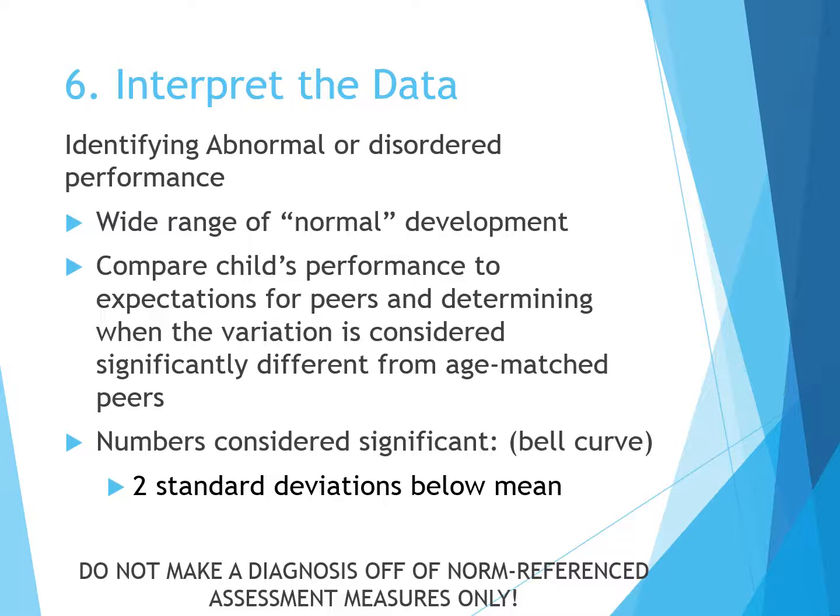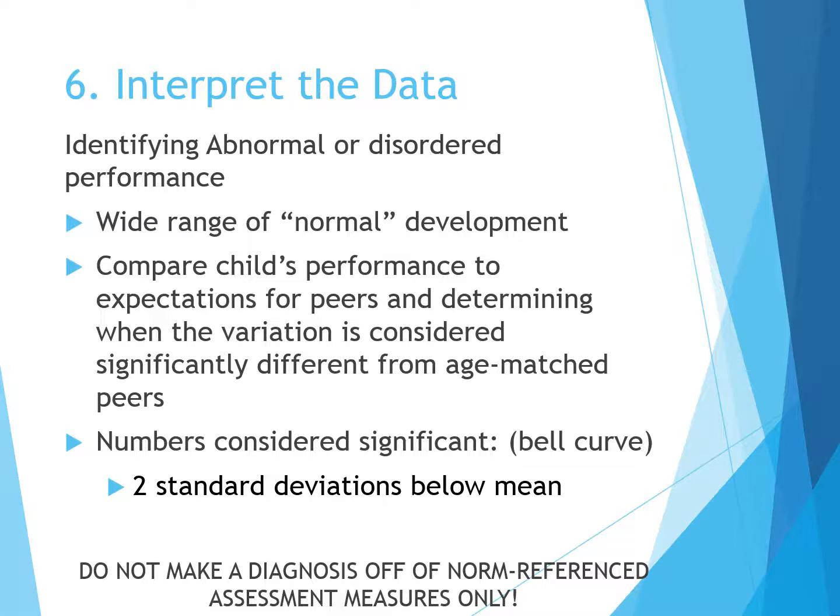Now you have gotten all of your scores and your other data from your criterion, your observation, talking to the parents. It is time to interpret it and make some clinical decisions. Remember, there's a wide range of normal development. When looking at norm reference assessments, you have to read in the manual to see what scores are considered disordered.